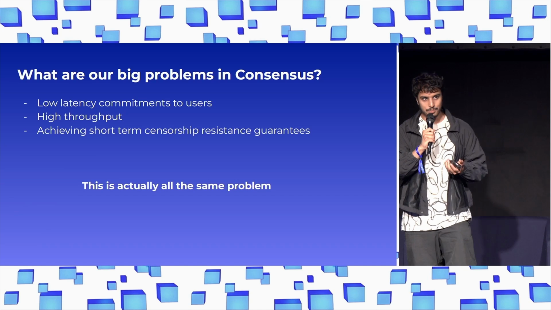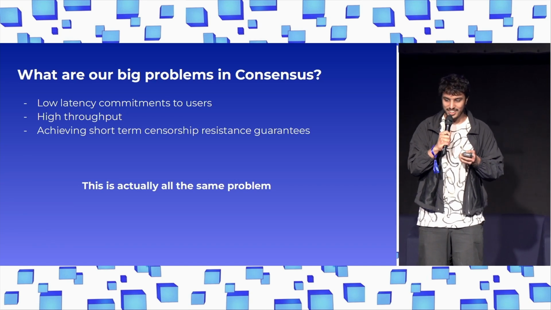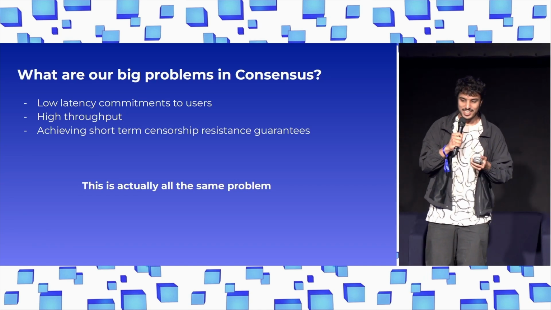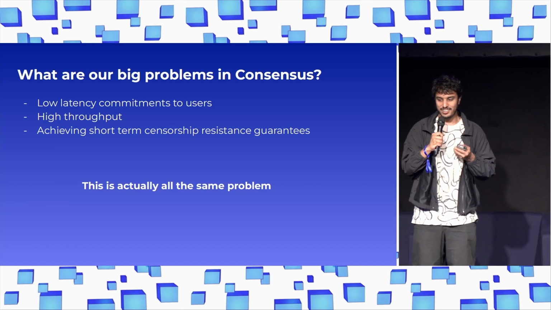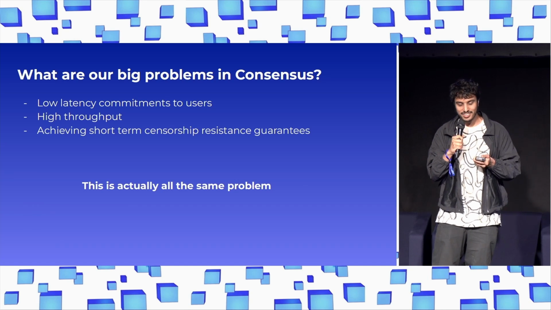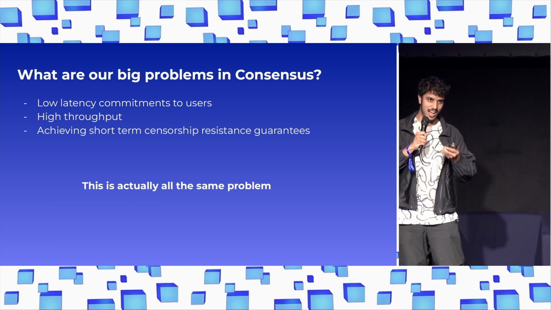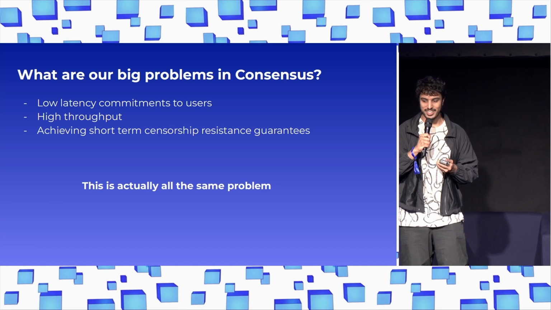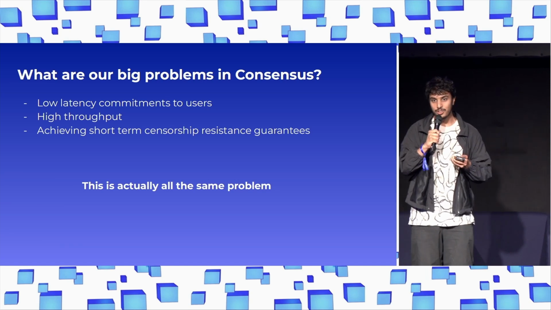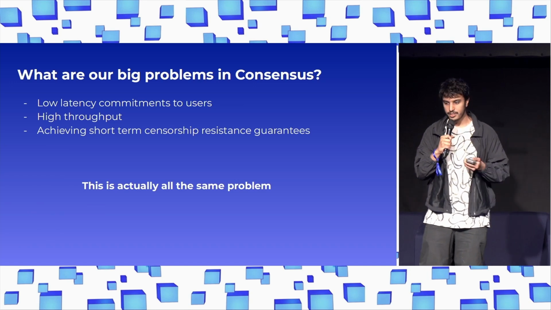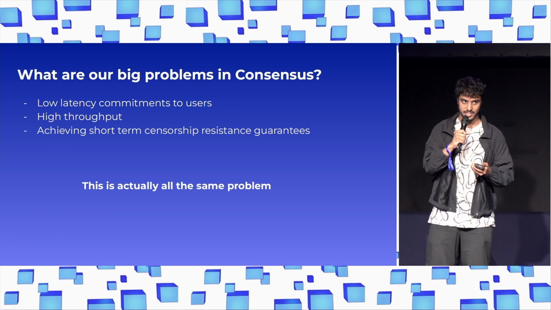So what are our big problems in consensus? It's actually kind of the same problem: give low latency commitments to users, get high throughput, and achieve short-term censorship resistance guarantees. They're the same problem because I'm a user, I want to get a transaction in quickly. If there are many other users, I need high throughput. If the next validator's offline, or censoring me, or whatever, I need some short-term censorship resistance guarantee.